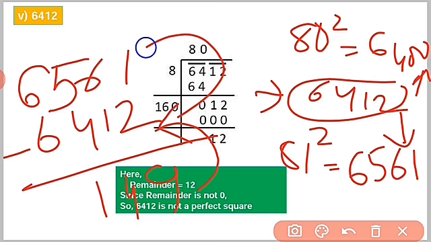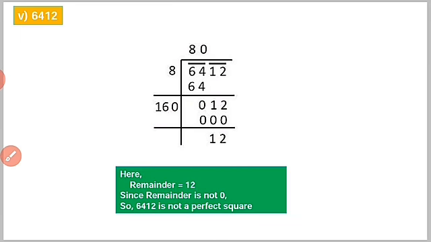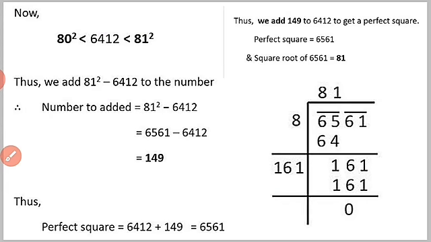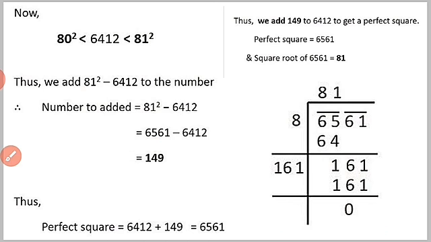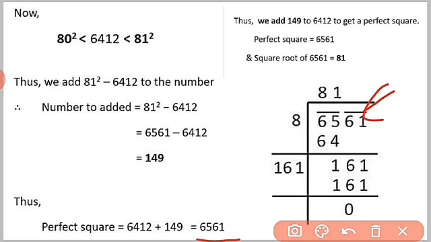So 149 is the least number that must be added to 6412 to get a perfect square 6561, which is a square of 81. So the number is 149. And to find the square root of 6561, we can find it by division method.